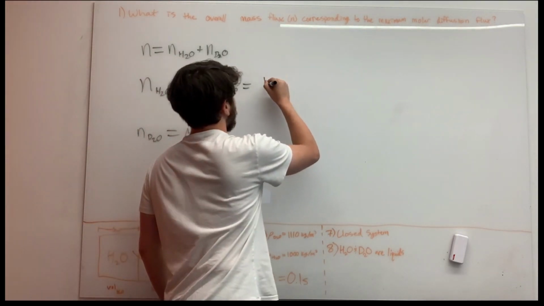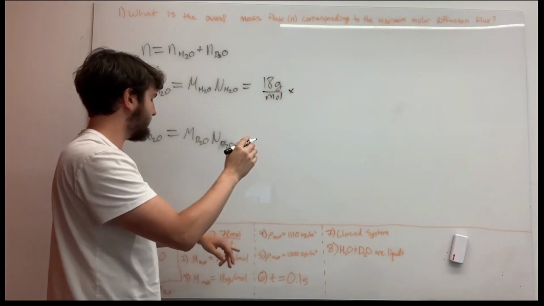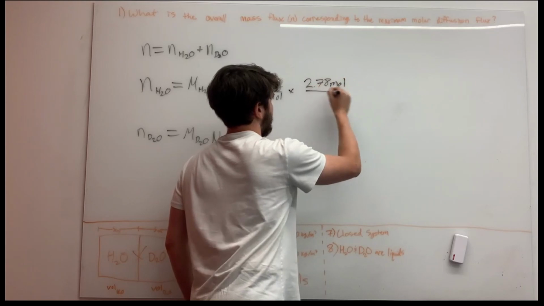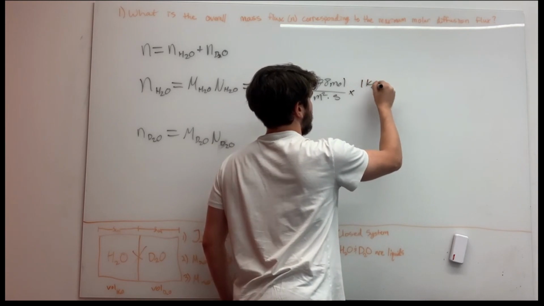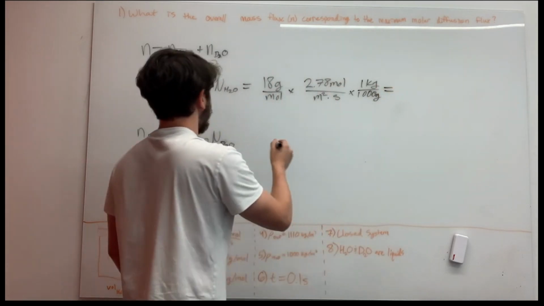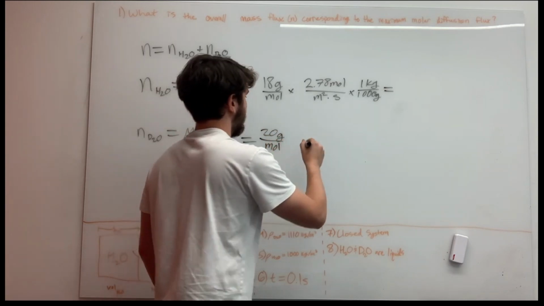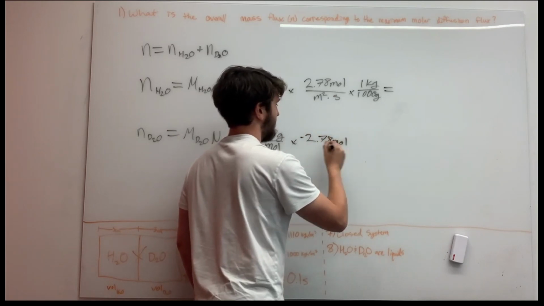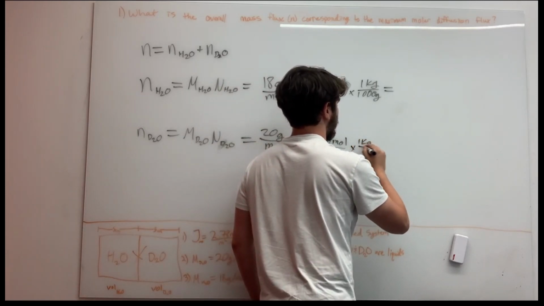We can rewrite this as 18 grams per mole times the 2.78 moles over meters squared times seconds, but we also have to convert it to kilograms, so we'll have that in it. And the same applies for the D2O, except it is 20 grams per mole times the negative 2.78 moles over meters squared times seconds, and then convert it to kilograms.